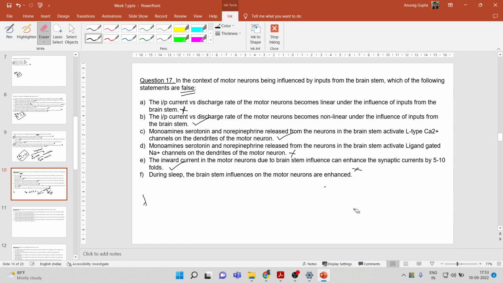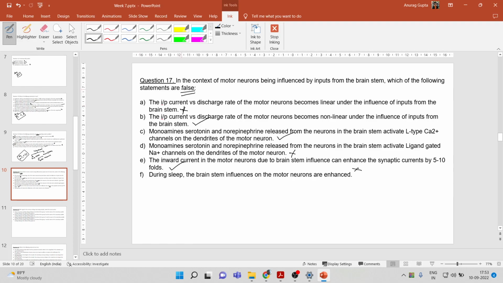Actually, they are not enhanced during sleep. So basically, these brainstem influences cause persistent inward currents, which basically affect these slow twitch motor units to maintain posture. So I'll just show a diagram of this so that you get a better understanding. But we'll first finish this.